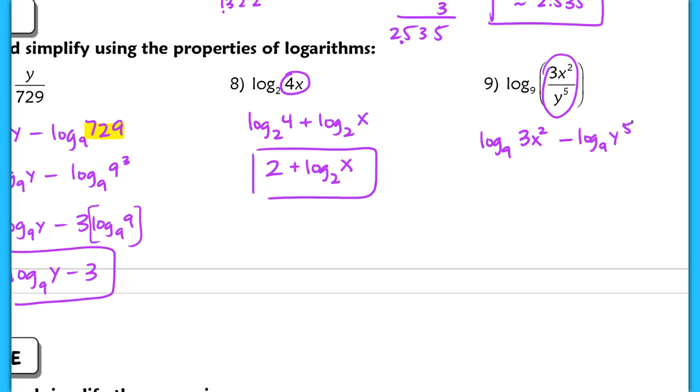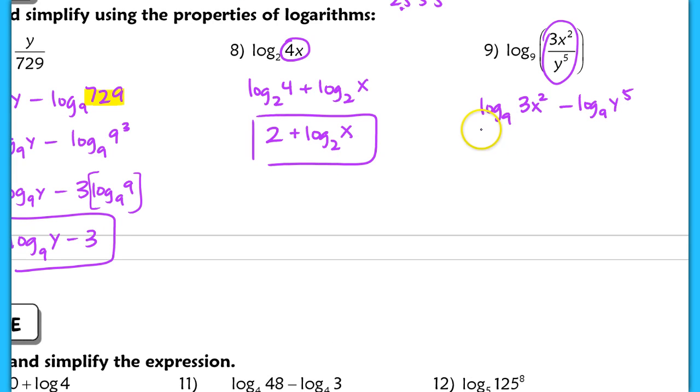Okay, so from here, now I'm going to start using more properties. When I look at this, I have a product, so I'm going to rewrite that as log base 9 of 3 plus log base 9 of x squared. And then I have this here, let's take that power and bring it out in front. So I have minus 5 times the log base 9 of y.